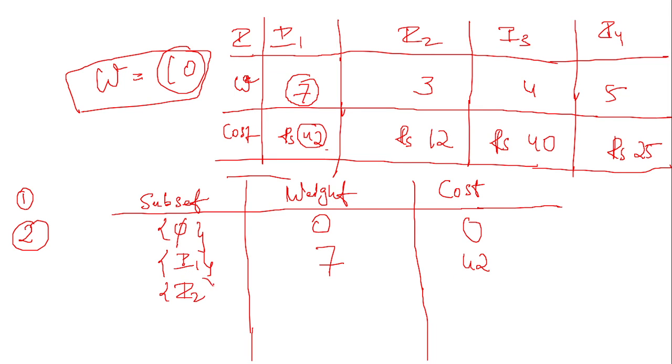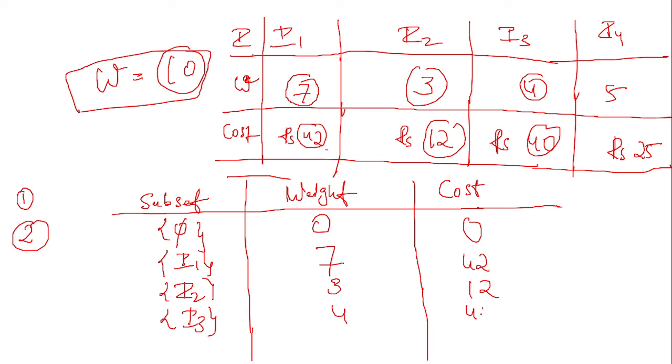What will be the amount I get if I add item 2? The weight of item 2 is 3, so I'll write 3, and the cost of item 2 is 12. In the same way I'll add item 3: weight 4, cost 40. Next is item 4, the last item: weight 5, cost 25.